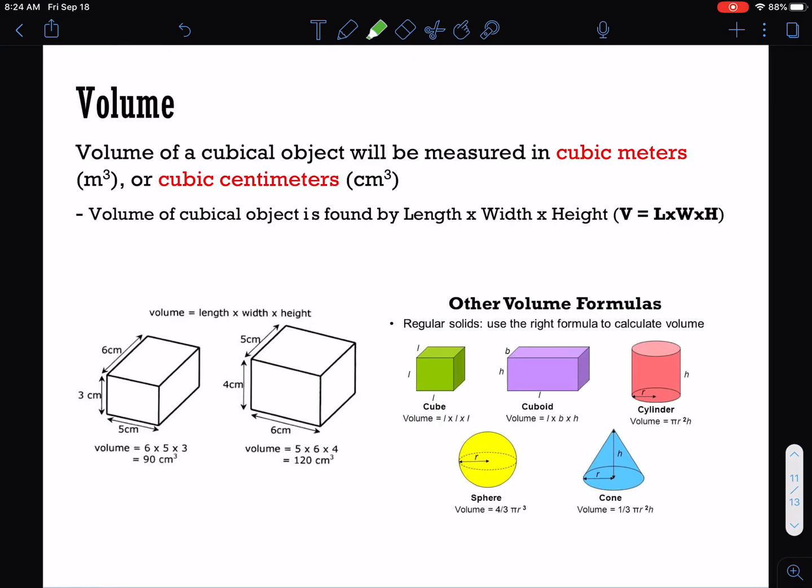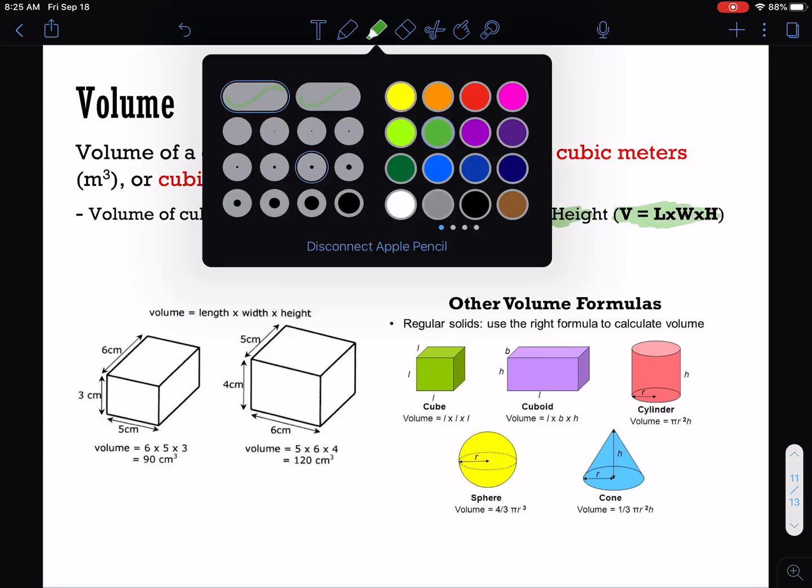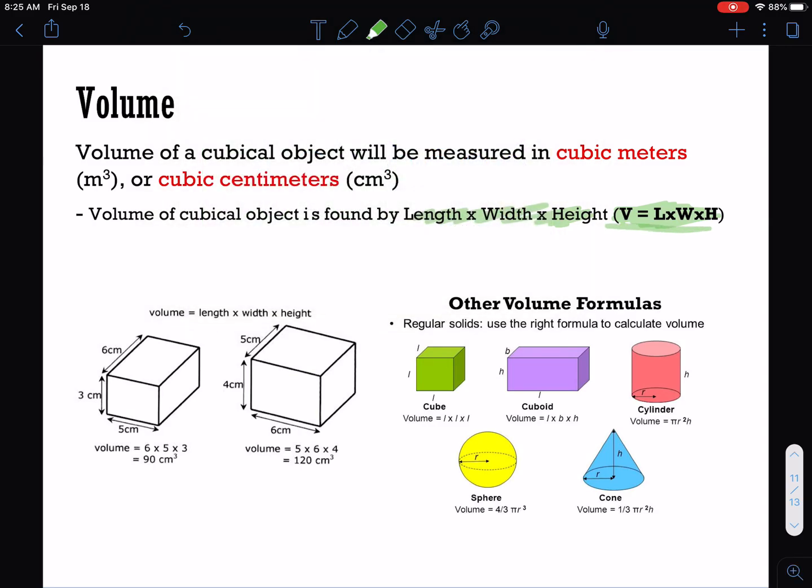And here we go. With solids, or cubical objects, or even just normal shapes, you're going to be using cubic meters or cubic centimeters. And you find the volume of a cubical object by taking length times width times height. This is an equation you better remember, you better know. Length times width times height.